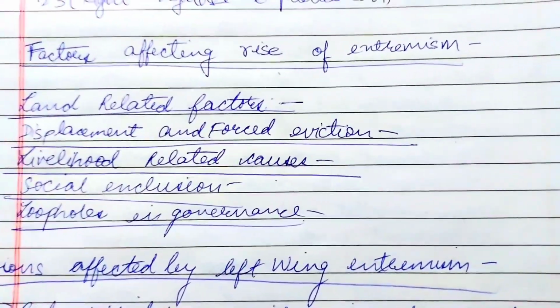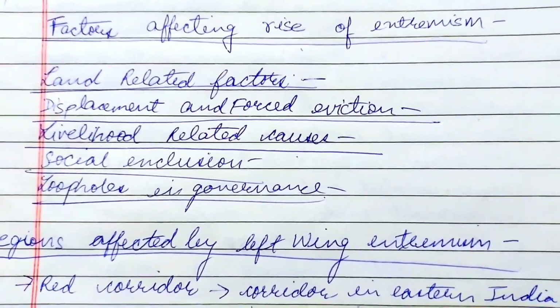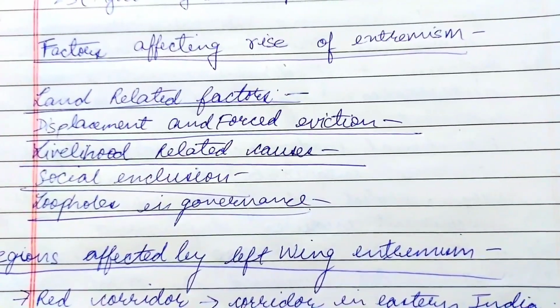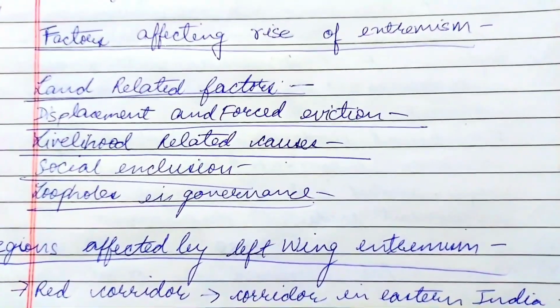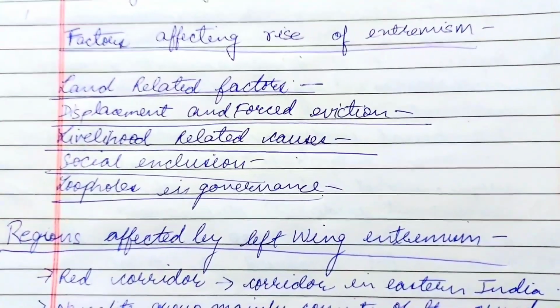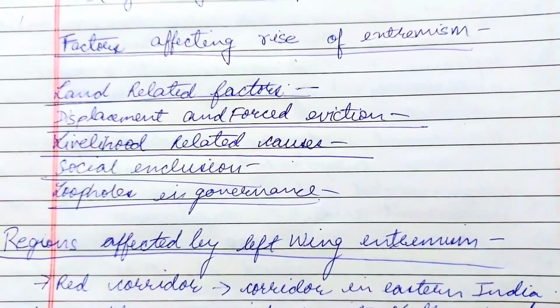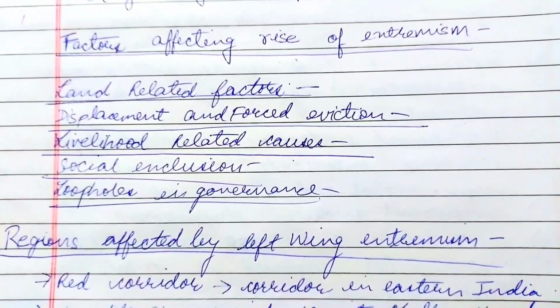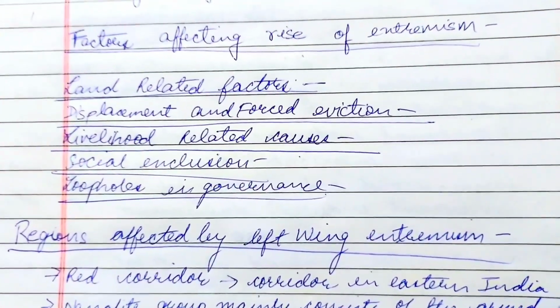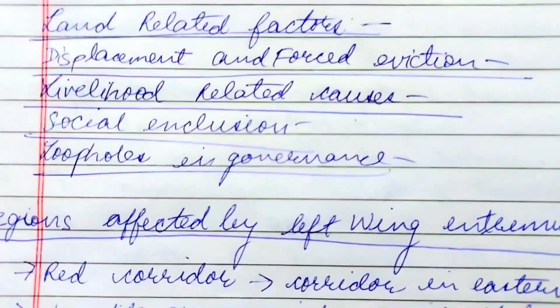So now we'll look at social exclusion. The continued practice of untouchability in various forms is still present in some areas, as Indian society is divided into various castes and classes. Untouchability has been banned and is punishable in India, but still in some areas it is practiced.